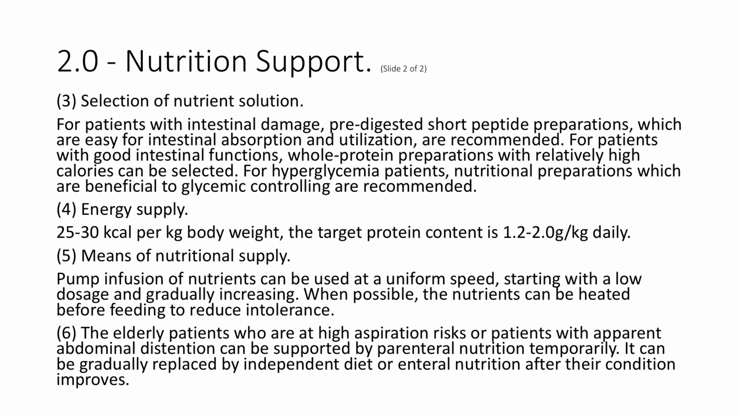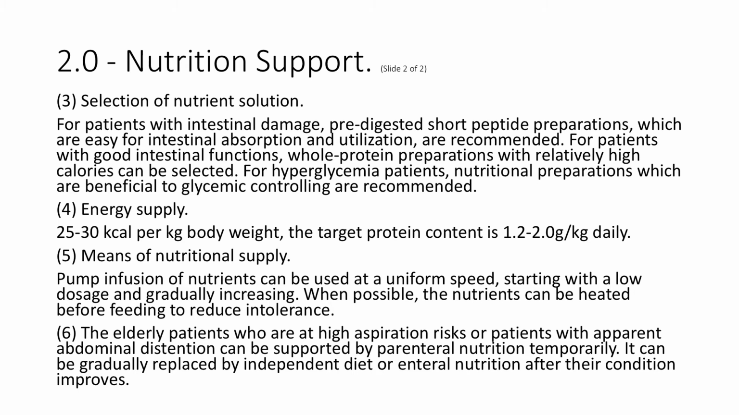4. Energy supply: 25 to 30 kilocalories per kilogram body weight. The target protein content is 1.2 to 2.0 grams per kilogram daily. 5. Means of nutritional supply. Pump infusion of nutrients can be used at a uniform speed, starting with a low dosage and gradually increasing. When possible, the nutrients can be heated before feeding to reduce intolerance.